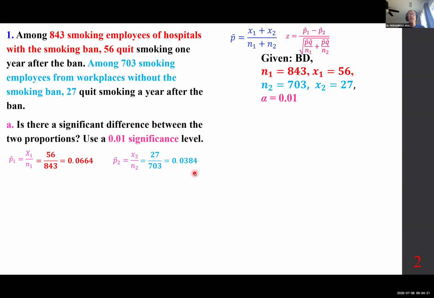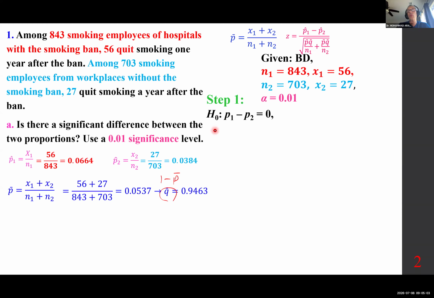So number one, H0. Now we are dealing with two groups, P1 minus P2 equal to 0, or you can say P1 equals P2, either way. Then the second part is the inequality. We're going to write the same thing with less than, greater than, or not equal. Which one are we going to pick? Is there a significant difference between the two proportions? We're not obviously getting the less than or greater than out of it. So P1 minus P2 is not equal to 0, which makes it a two-tailed test.